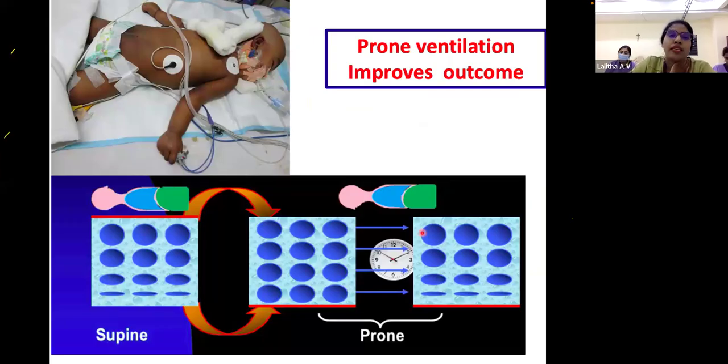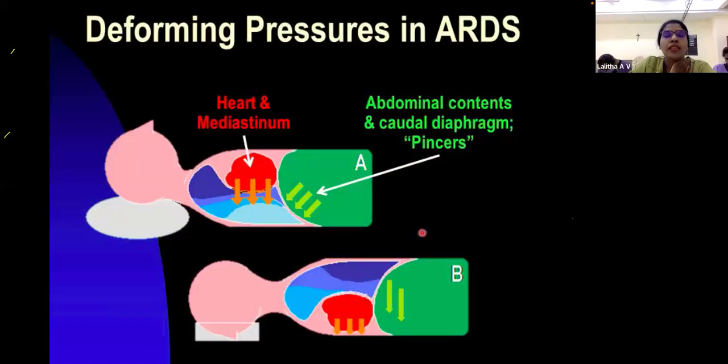Suppose the patient, even after doing all this maximal ventilatory setting, doesn't improve, one can consider proning ventilation. So proning has got its own mechanism. So basically, when the patient with ARDS is supine, what happens? Normally, the heart and the mediastinal structures will be compressing the dorsal part, which will not allow the dorsal part to expand, as well as the abdominal and the caudal diaphragm can act as pincers. So once you're prone, all these effects are released. As a result, the dorsal part gets better aerated.